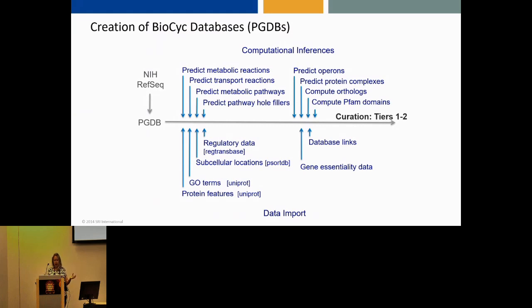We also predict the transport reactions. We search the genome to try and fill any holes in the pathways that we predict. We have algorithms that predict operons. Remember, we're talking about prokaryotes here, and protein complexes. We compute PFAM domains. We compute the orthologs between all our databases. We can also import data from other databases, such as UniProt or PSortDB. And that gives us what we're calling a tier 3 or uncurated database. And then for a few selected databases, we go on to add additional manual curation.